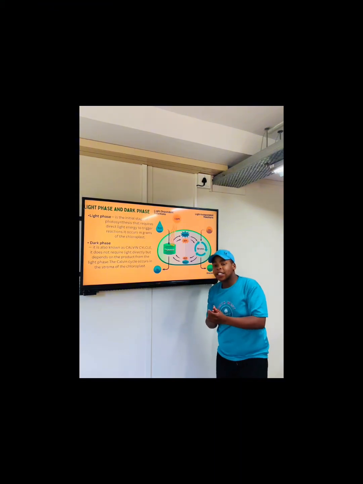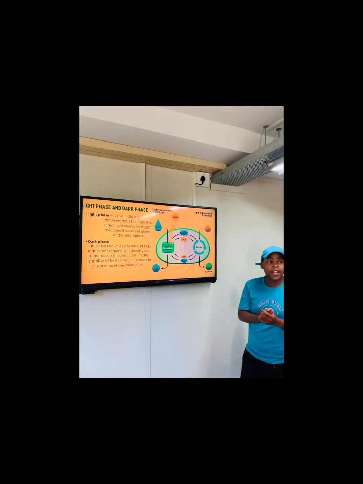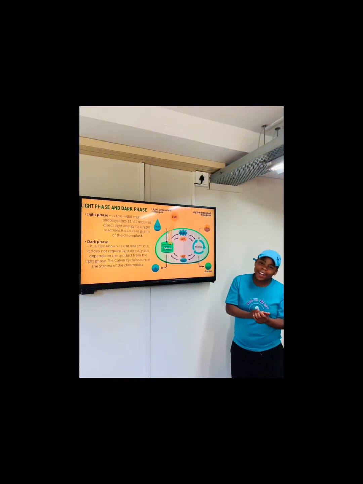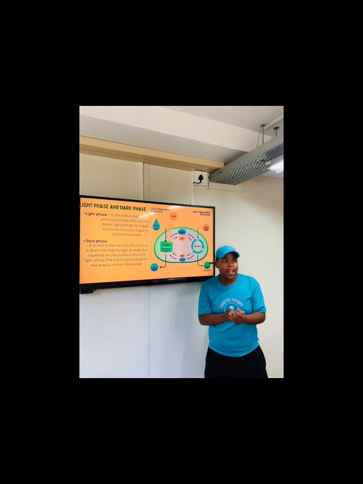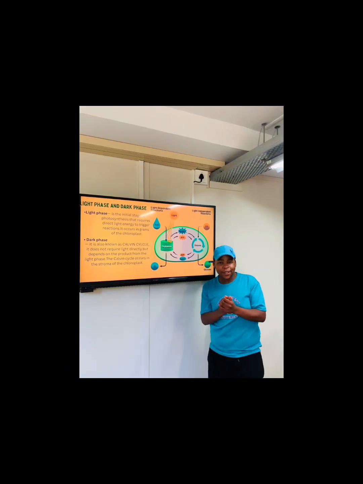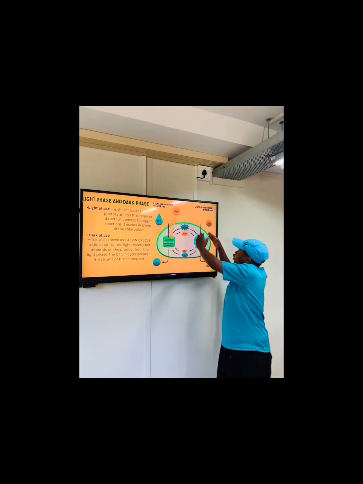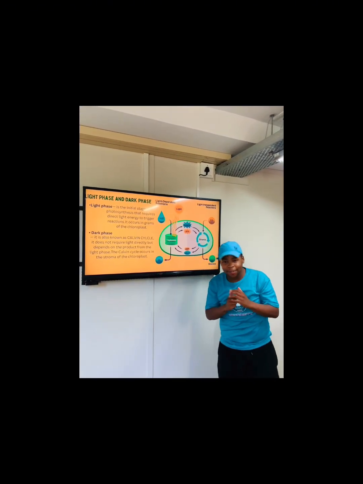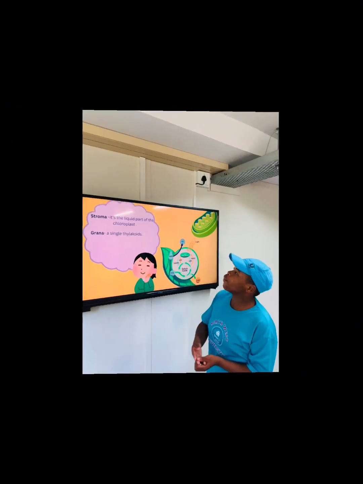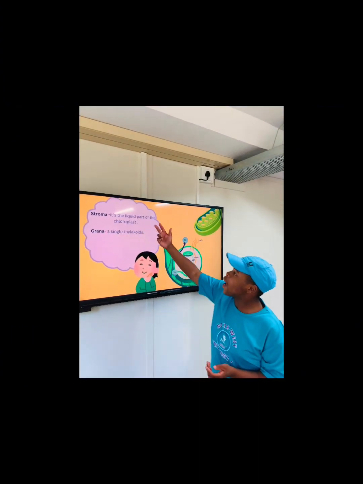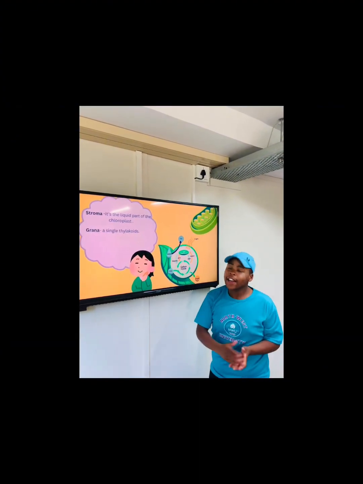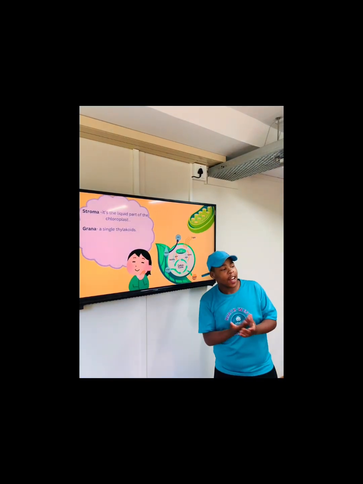So the two products that are formed in the light phase are adenosine triphosphate and NADPH. So where does that phase occur? It occurs in the stroma of the chloroplast. Okay, so the stroma is the liquid part of the chloroplast, and a grana is a stack of thylakoids.